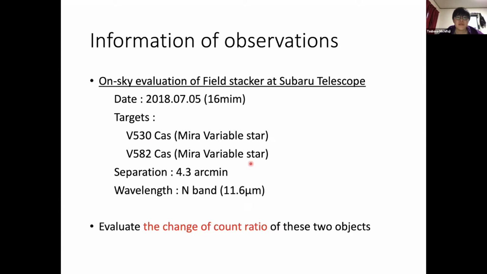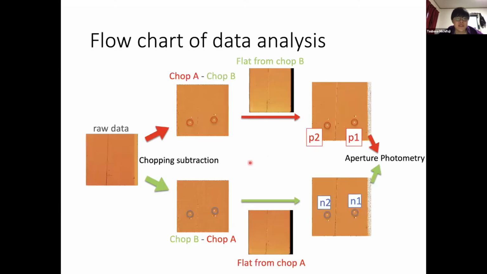So the next is the flow. This is the flow chart of data analysis. This is the raw data, and we did the chopping observation technique. So we did the chopping subtraction, like chop A minus chop B or B minus A, like that. And can you see these stars here, here, and here, or here? And this is the borderline of Field Tucker.